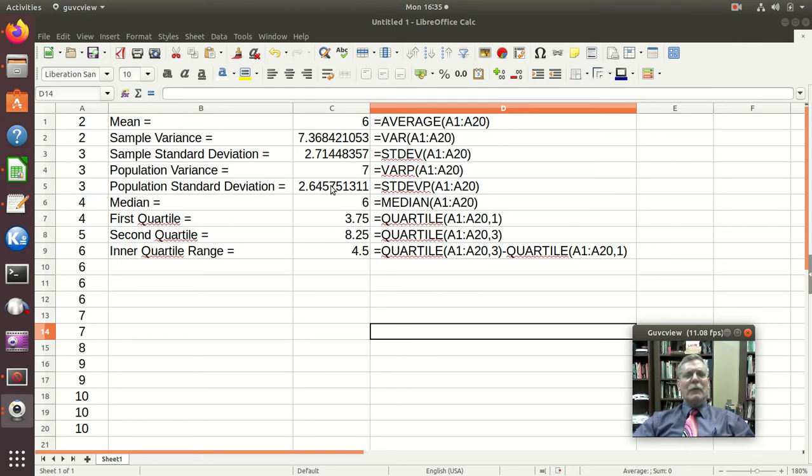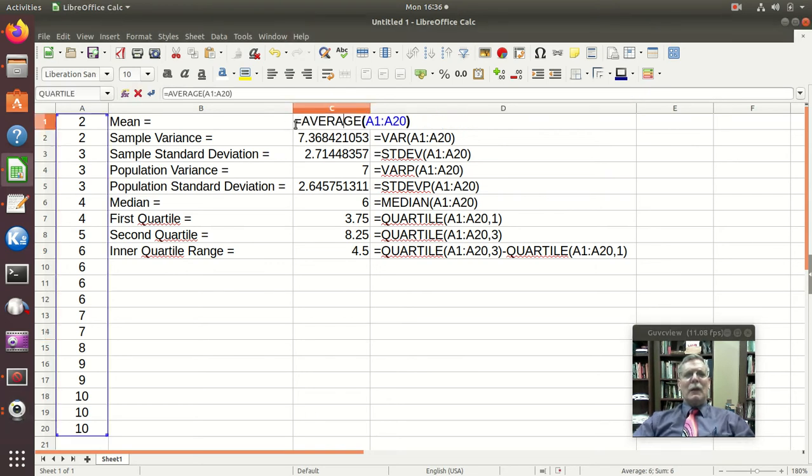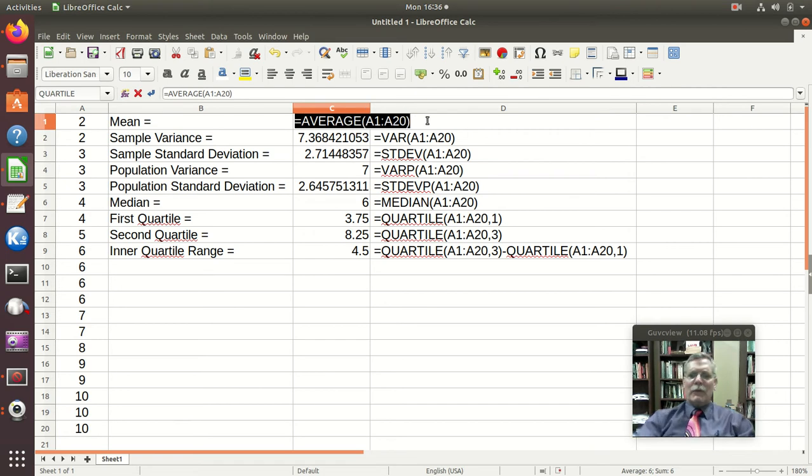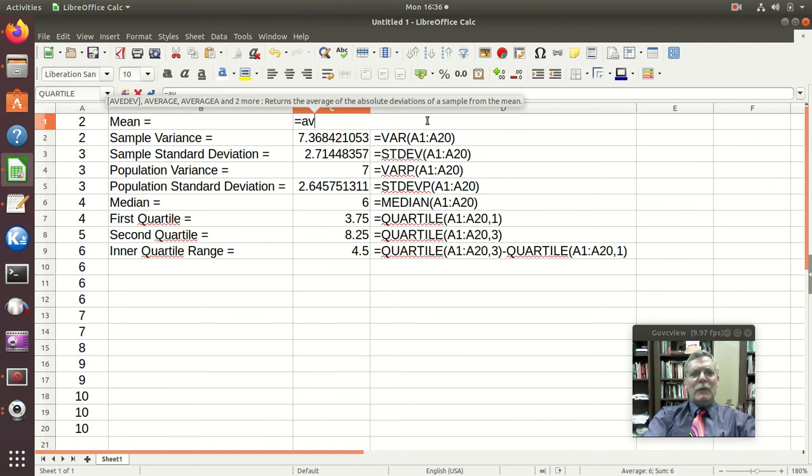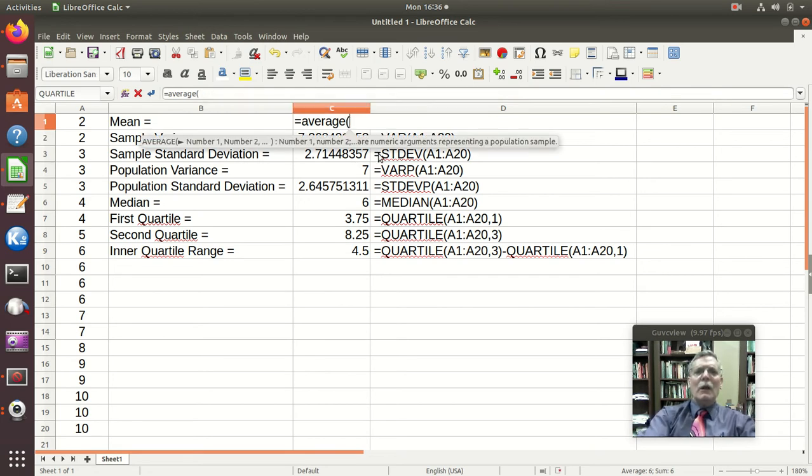We take the average, and so if we want the sample mean, we actually have to say equals average, and then it goes from A1 to A20, and we get 6. Now, I'm going to get rid of that for a moment just to show what I usually do. I'll say equals, I don't worry about uppercase, I just use lowercase and say average. And usually there's some helper stuff up here telling me what it might do. I do the open parenthesis and it tells me what I need in there.